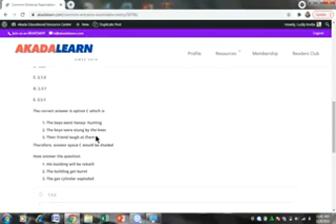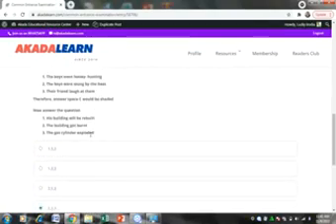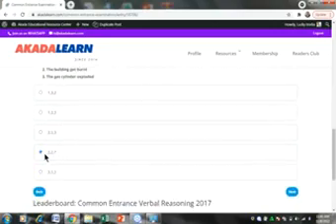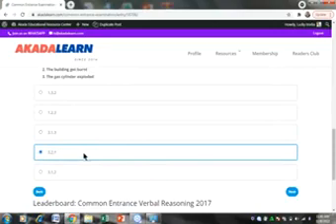Now let's answer the following question. His building will be rebuilt. The building got burnt. The gas cylinder exploded. If you look at these three sentences, the one that should come first is the gas cylinder exploded, then the building got burnt, then the building will be rebuilt. So 3, 2, 1 is the correct answer.